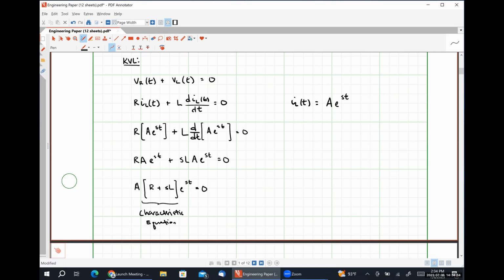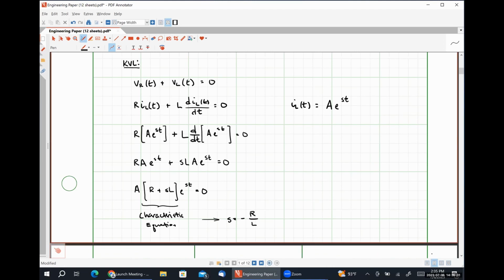So for a specific value of s, that quantity R plus sL will always equal zero. Well, for this system, that simply means that s is equal to negative R over L. So if s has that particular value, then R plus sL will always be equal to zero, and our guess works. So we're going to update this and say that we have the form of our inductor current is A e to the negative R over L times time.